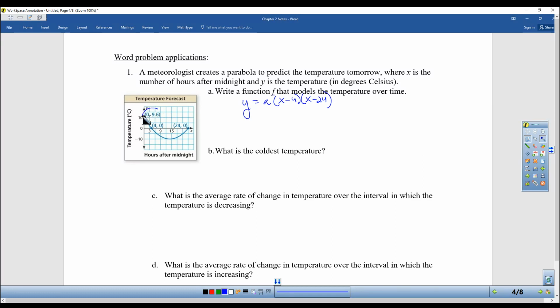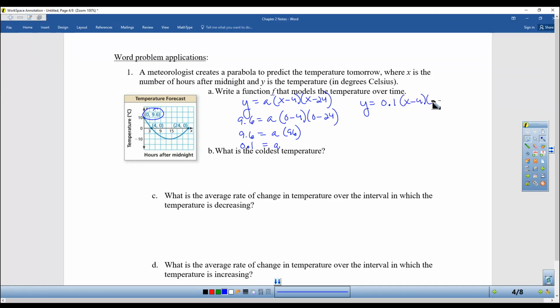I have a point that I can plug in. Now that point is B. And you might be thinking, oh, does that help us somehow that it's specifically B? Not really. It just makes it easier to plug in the 0. 9.6 is equal to A times 0 minus 4 times 0 minus 24. So 4 times 24 is 96. 9.6 is equal to A times 96. So 9.6 divided by 96 is equal to 0.1. So that's my model.